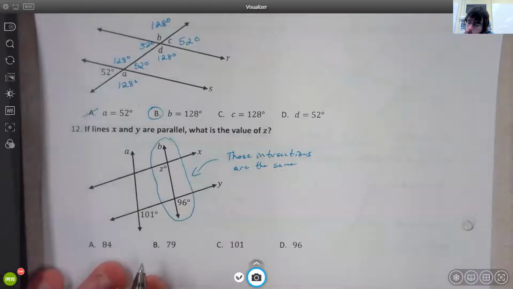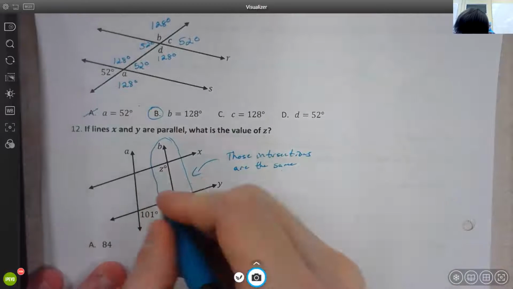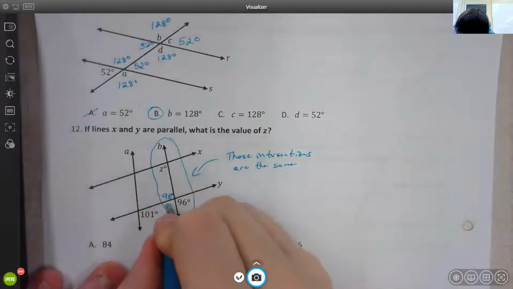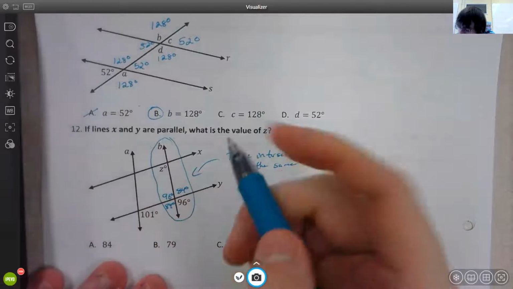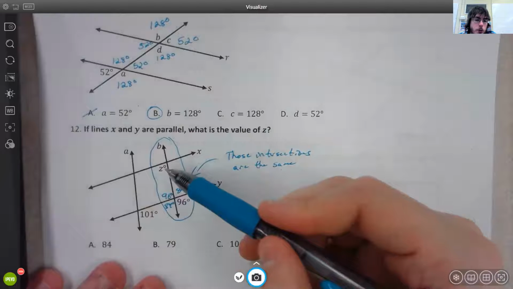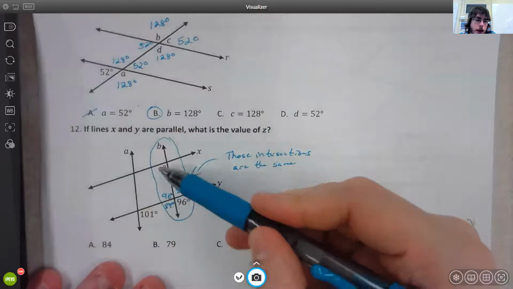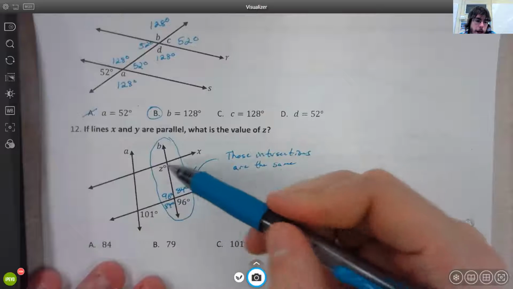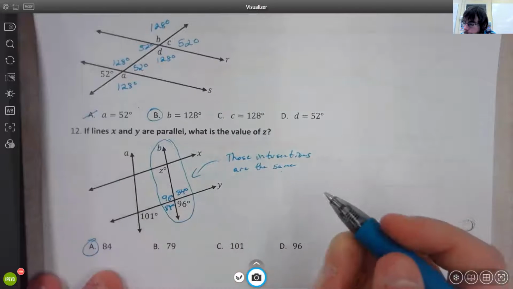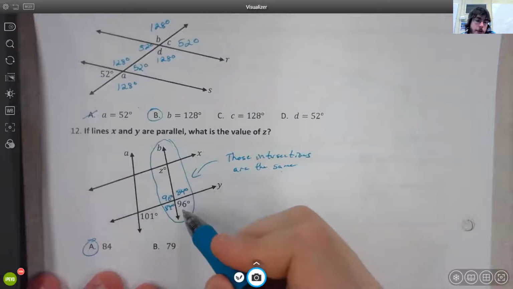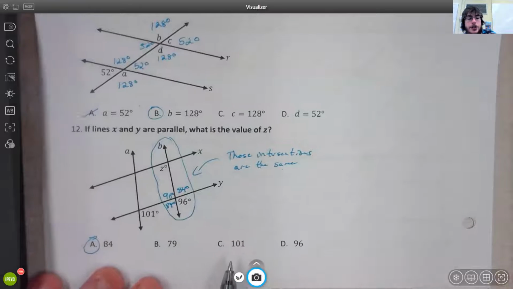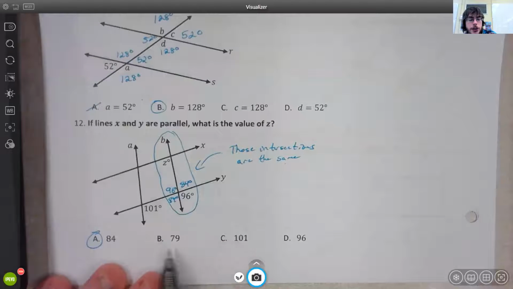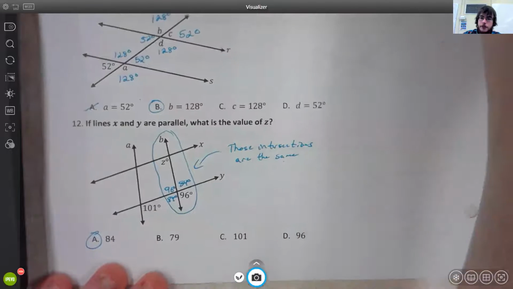So that means if we fill out our intersections here, we get 96, 84, 84. And that means that Z would have to be 84 because it's corresponding there. These intersections would be exactly the same, so 84 would have to be Z, so A. The other way you could have done that was just take 180 and subtract 96. However, do you notice that all four of the possible answers that you could get reasonably are in these answer choices? So make sure you watch out for that.